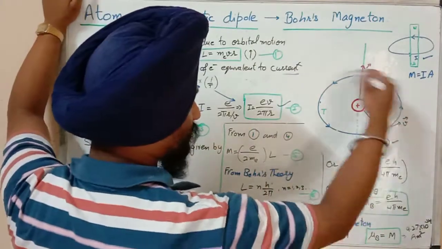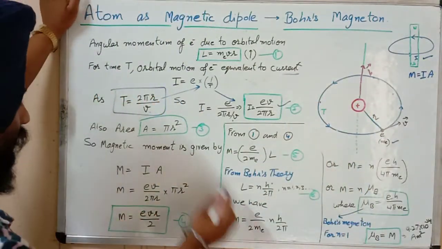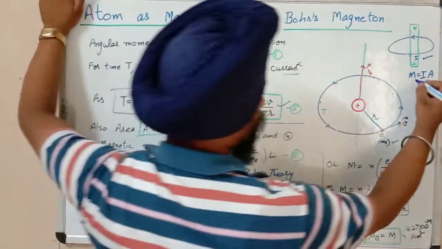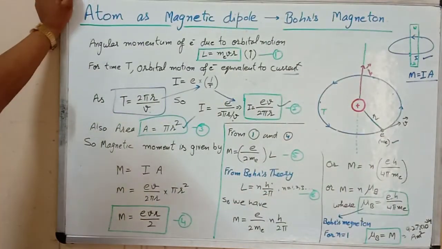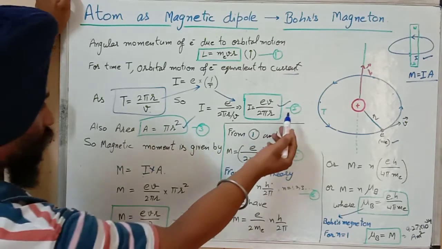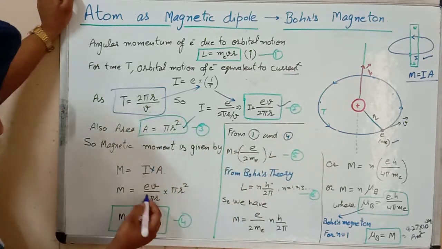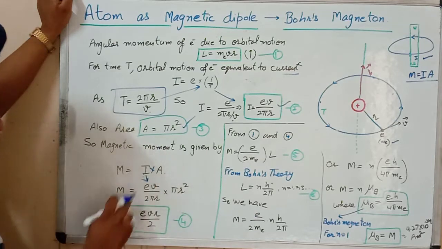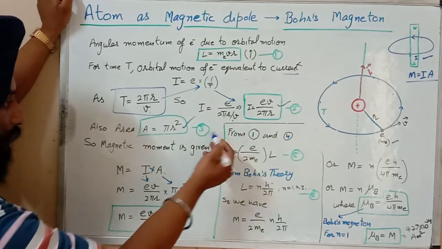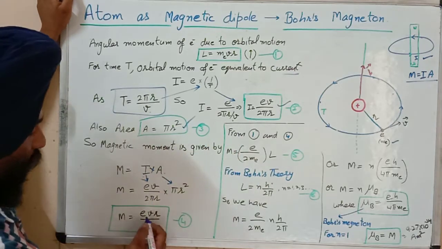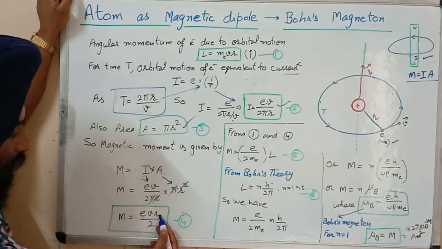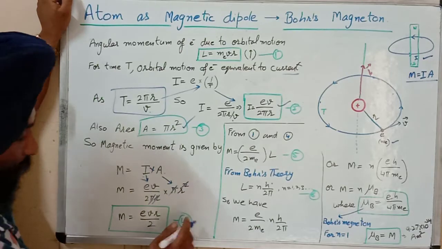Now what is the area of this loop? It is pi r square. And the net dipole moment is given by current into area. So from 2 and 3, by putting the value of I, ev upon 2 pi r, and area pi r square, we get M equal to, by cancelling these terms, evr upon 2. Let it be equation number 4.